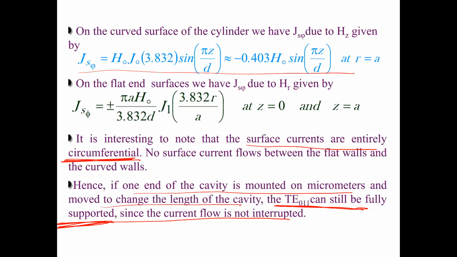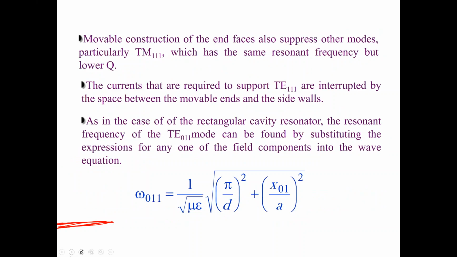This is what allows us to make these frequency tuners, to be able to tune the different frequencies we have. In the TM modes, there is going to be current flowing from the top surface to the side surface. So I can't have the top surface not in electrical contact. Otherwise, that current is not supported, and Maxwell's equations basically say, hey, I would not allow this mode to be supported. So that's the advantage of this mode. The movable construction suppresses the other modes.